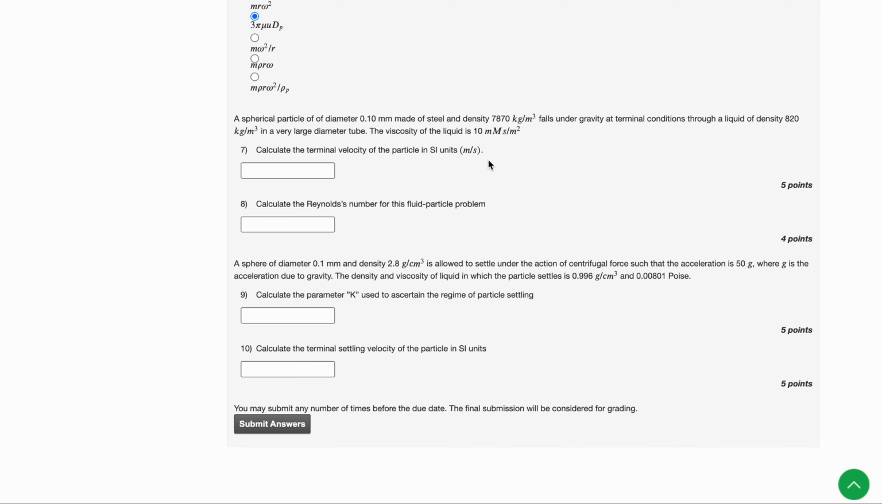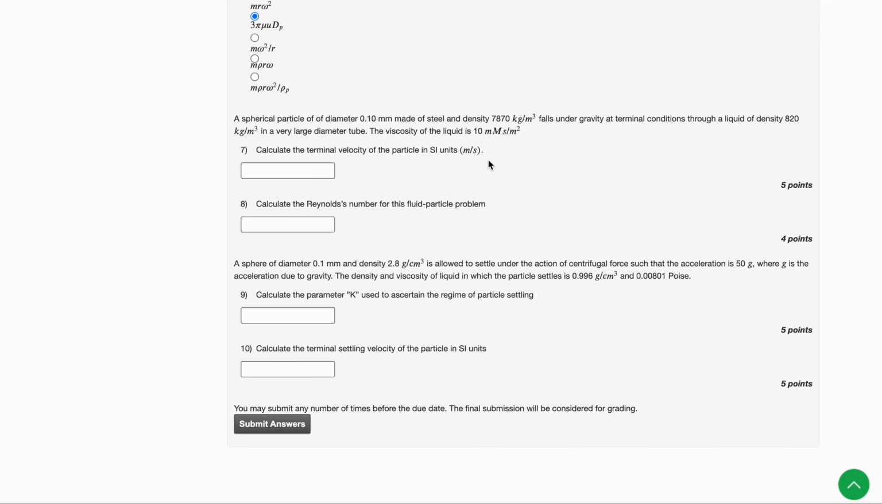The particle is allowed to settle under the action of centrifugal force such that the acceleration, which is r omega square, is 50 g, where g is the acceleration due to gravity. So I will call that acceleration a. a is equal to r omega square, equal to 50 g, which is 50 into 9.81 meter second to the power minus 2.